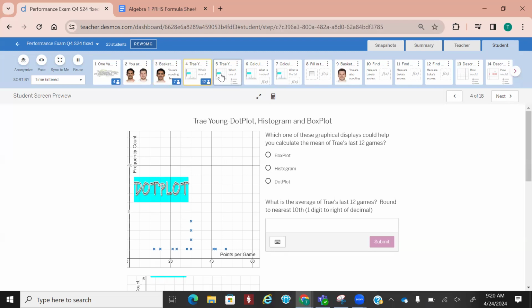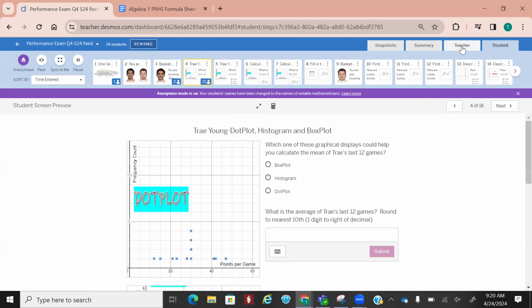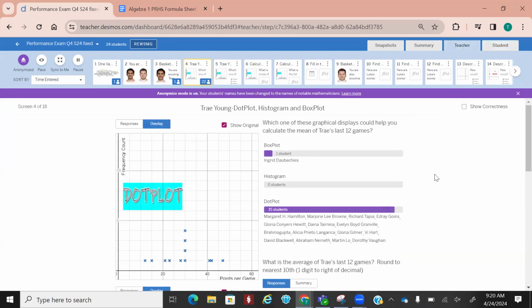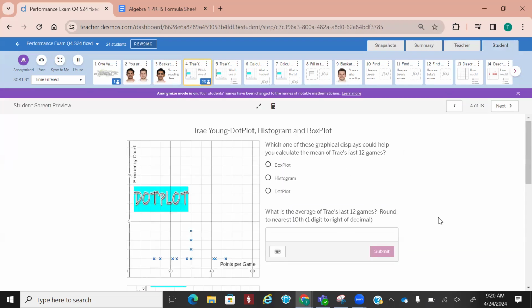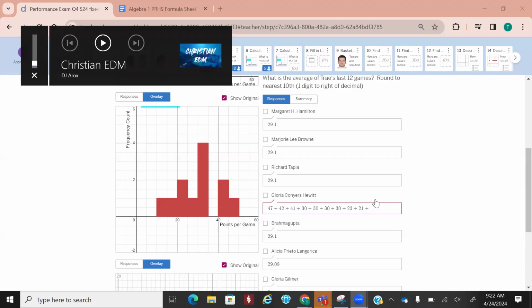The more time we spend on these 8 slides, the less time you have for the rest of them. Going to slide 4, which of the following graphical representations could help you calculate the mean of Trae Young's last 12 games? Go ahead and make your selection. I'm also going to anonymize y'all. Majority of y'all said dot plot, and that is correct.